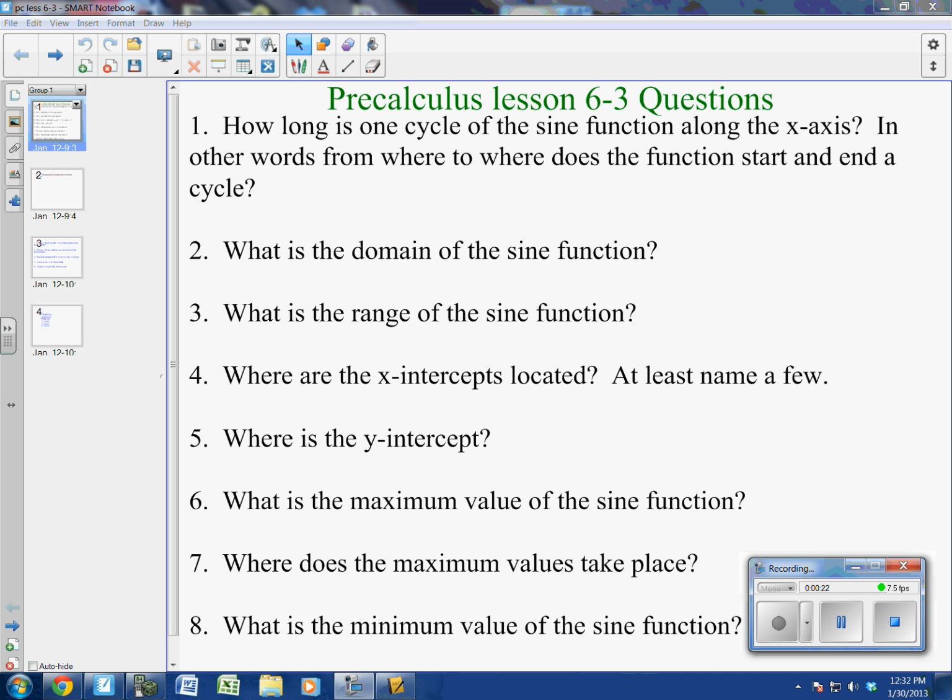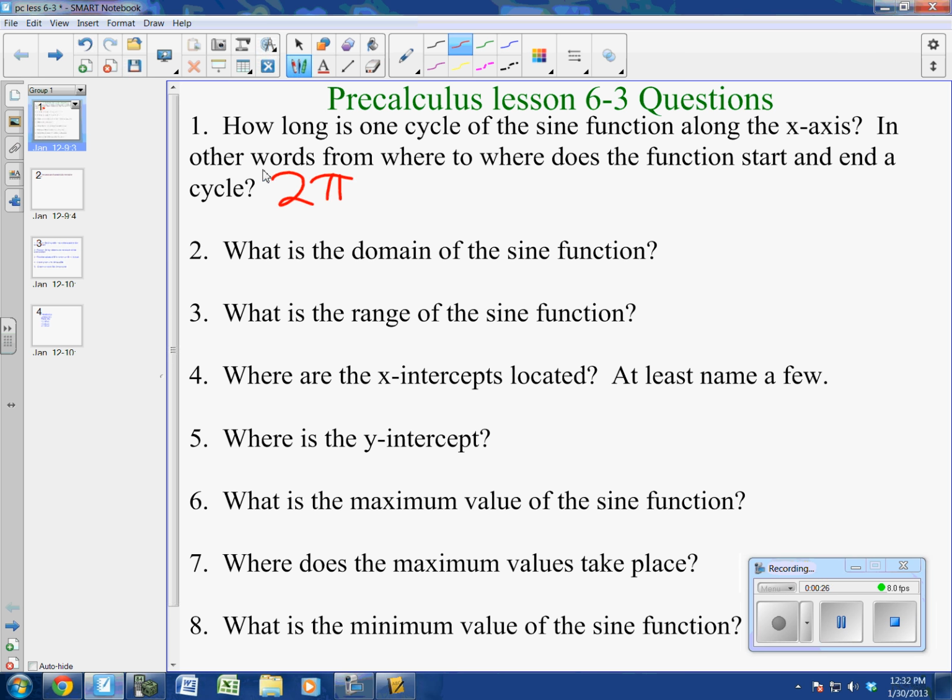2 pi. That's exactly right. How many of you got 2 pi? Okay, good. Let me just show you. If this is the x-axis, the sine function started right here, and it went up, went down, and it came back up like that.